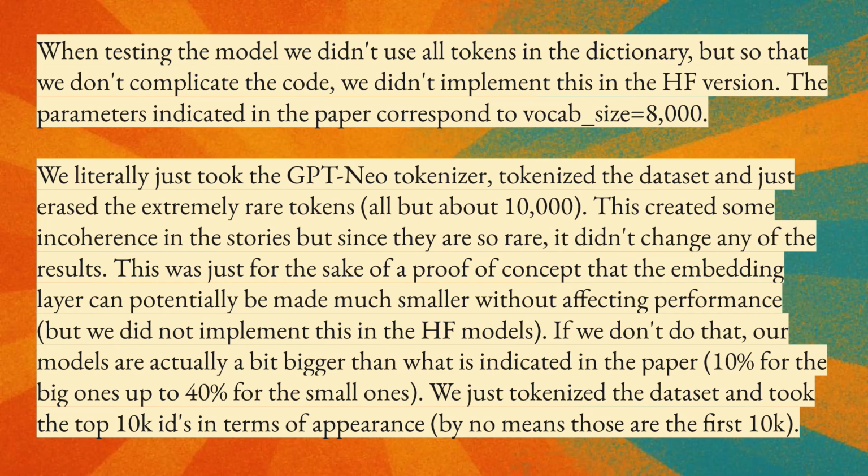That's something I want to keep in mind. They took the GPT Neo tokenizer, tokenized the data set, and erased the extremely rare tokens, all but about 10,000. This was just for the sake of proof of concept that the embedding layer can potentially be made much smaller without affecting performance, but we did not implement this in the Hugging Face models. The models are actually a bit bigger than what is indicated in the paper, 10% for big ones, up to 40% for the small ones. We just tokenized the data set, and we took the top 10,000 IDs in terms of appearance. By no means are those the first 10,000, so the most common.